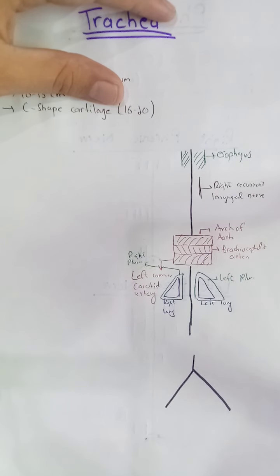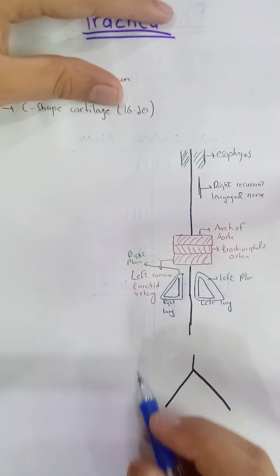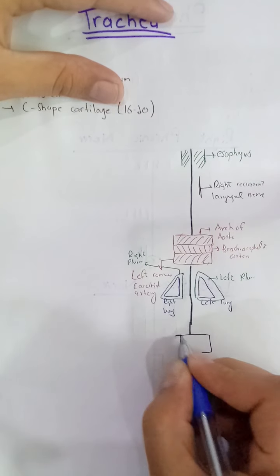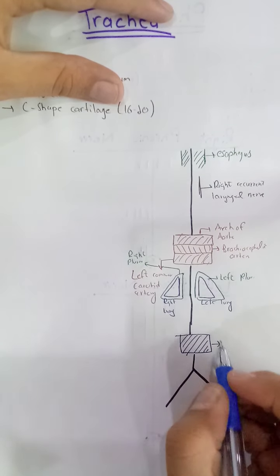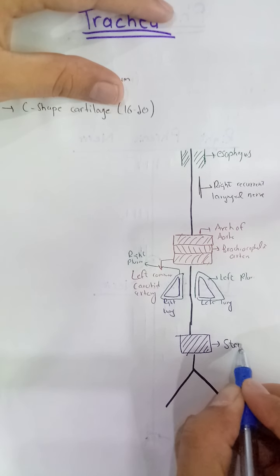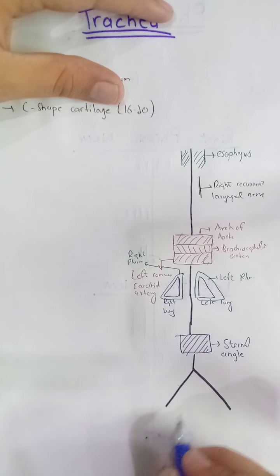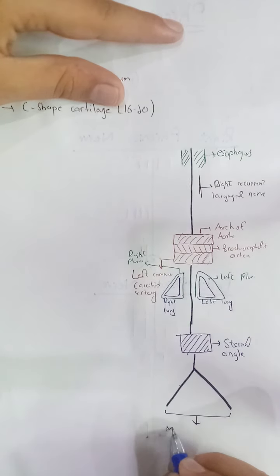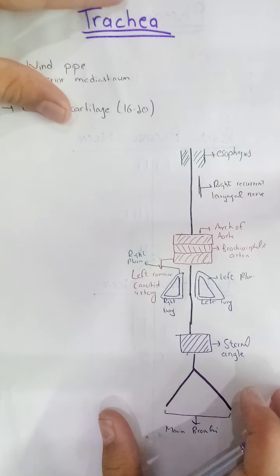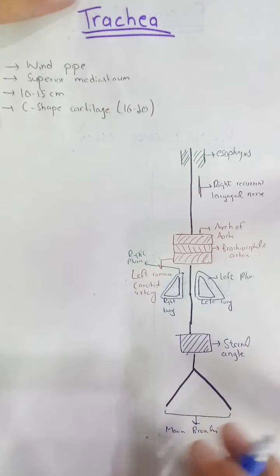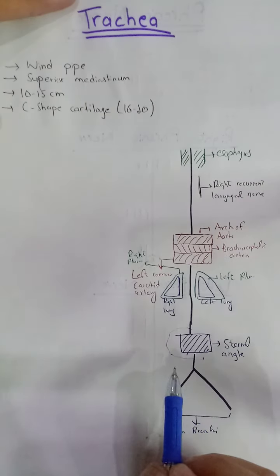Then it will move inferiorly, and at the level of the sternal angle it will bifurcate into two main bronchi. We will draw it; this will be the sternal angle, or the manubriosternal joint, and at the level of this joint it will divide into two main bronchi. So this is the course of the trachea. And why is it not present in the inferior mediastinum? Because it divides at the sternal angle, which is above the heart.